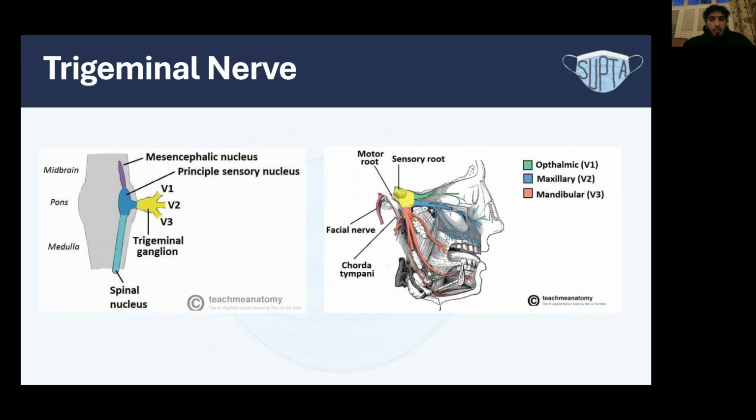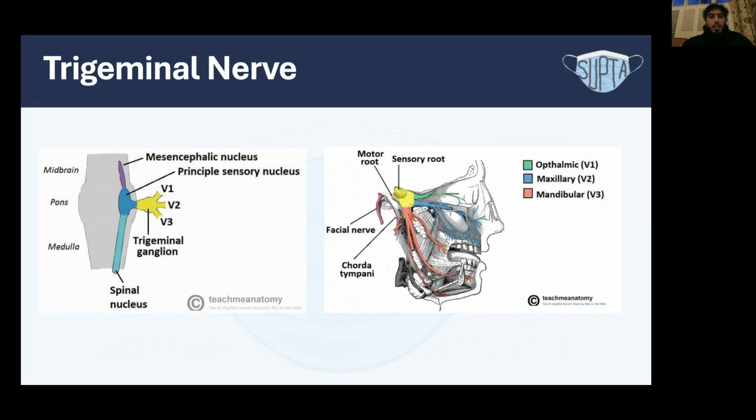At the level of the pons, the sensory nuclei join to form the sensory root, but the motor continues as just a motor root by itself, right? In the middle cranial fossa, they expand to form what we call the trigeminal ganglion. So remember, a ganglion is just a collection of neuron cell bodies outside of the CNS, the central nervous system.